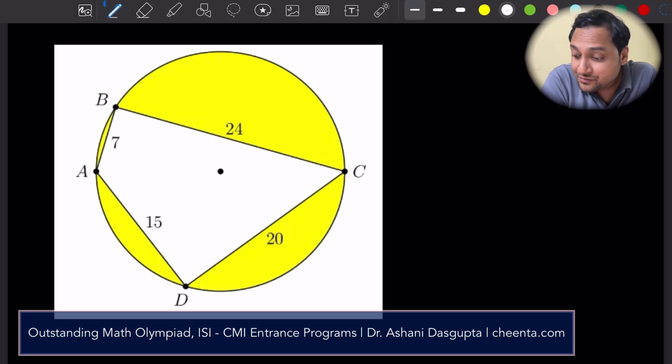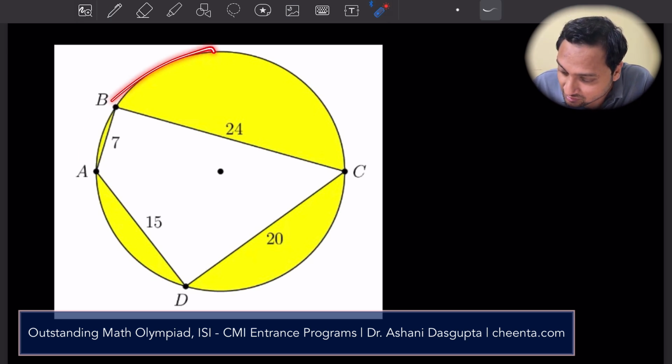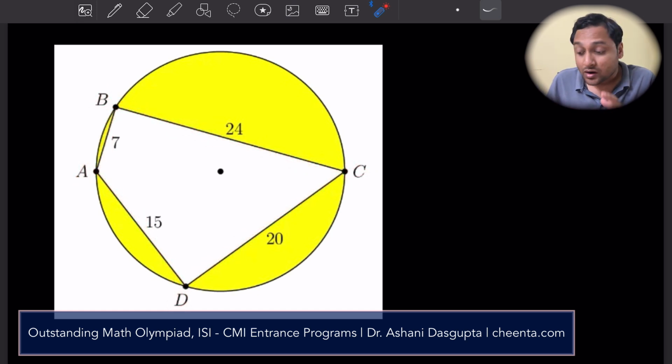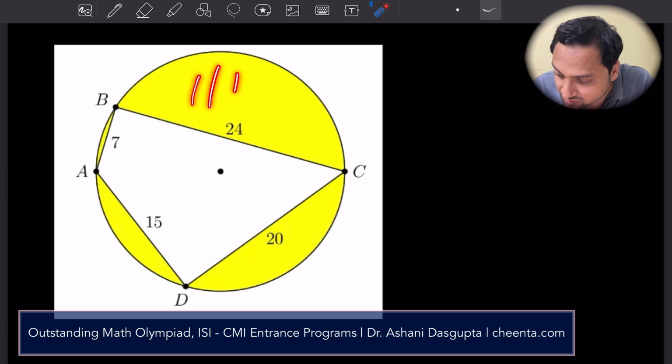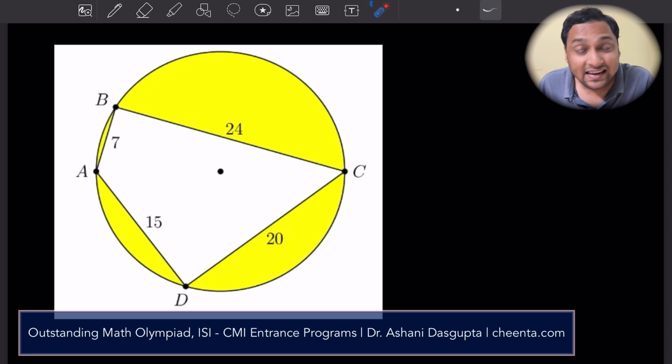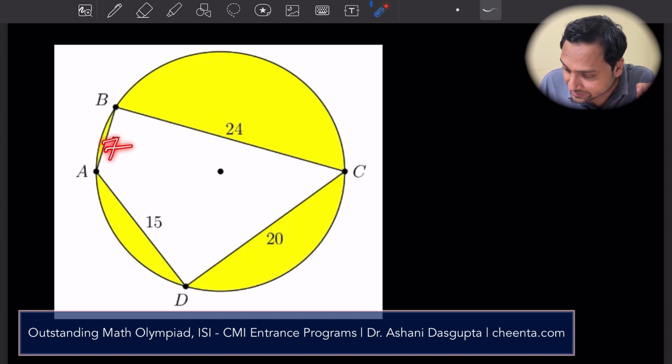Let me describe first what the problem is. I will also give you a challenge question. Make sure to do this while you are watching this video. The problem says that you have a circle and you have a quadrilateral inscribed in the circle, A, B, C, D. And what we want to do is find out the area of this yellow region. The side lengths are given: 7, 24, 15 and 20.